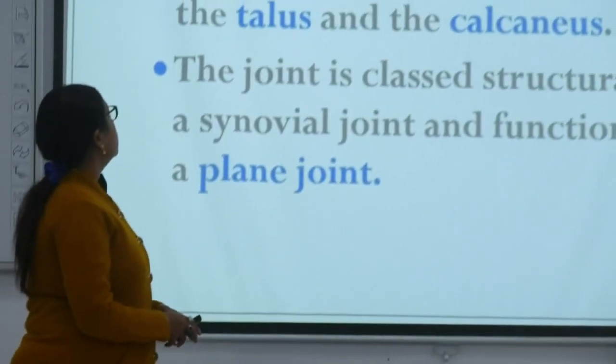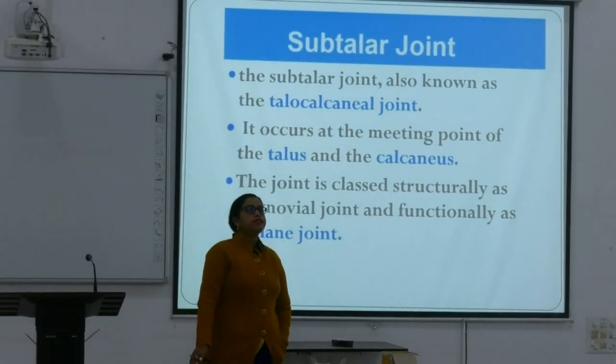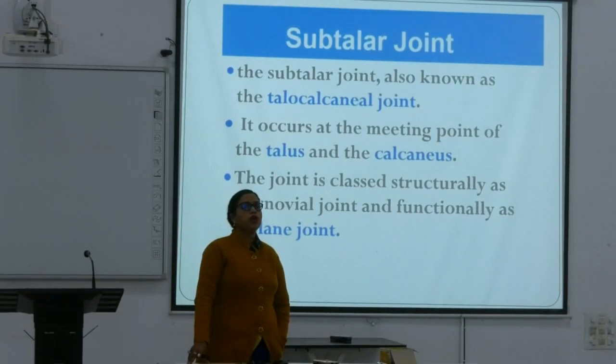The talus, calcaneum, then medially we are having navicular, laterally cuboid, then medial, intermediate, and lateral cuneiform, right? So these are the 7 tarsal bones. So write it down about the subtarsal joint. It is the joint which is also known as talocalcaneal joint. So this is the joint that is made between the talus and the calcaneum.